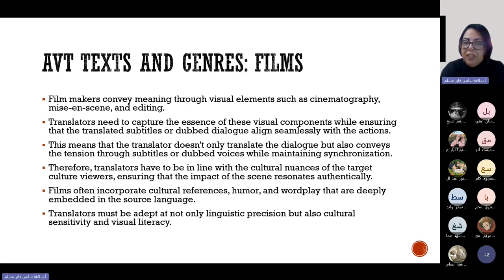We have different, of course, genres in the AVT. The first genre is the film. Filmmakers convey meaning through visual element and cinematography, mise en scène, and editing.